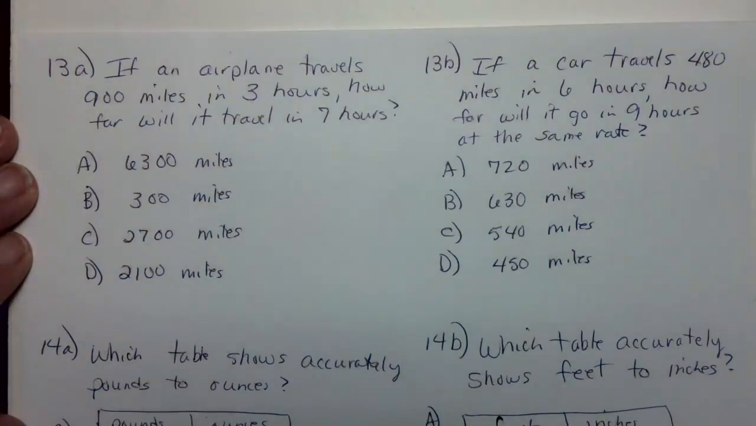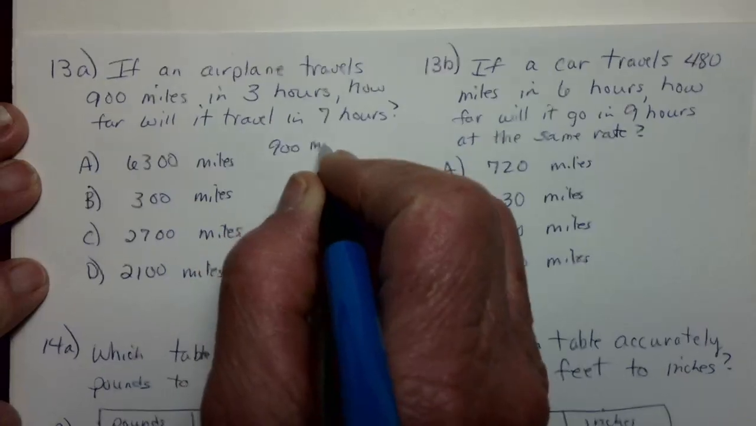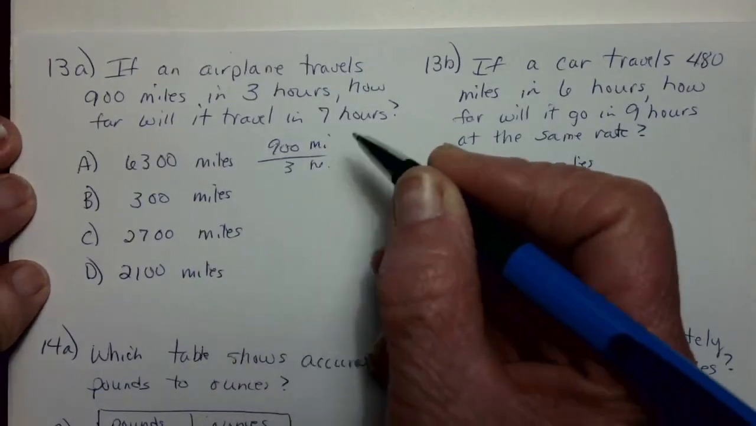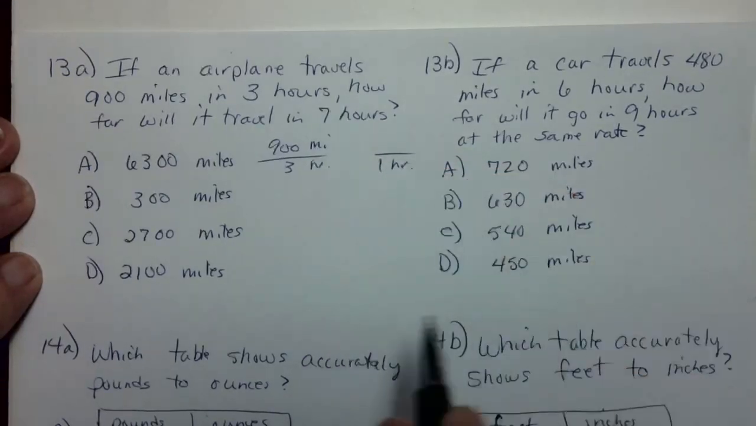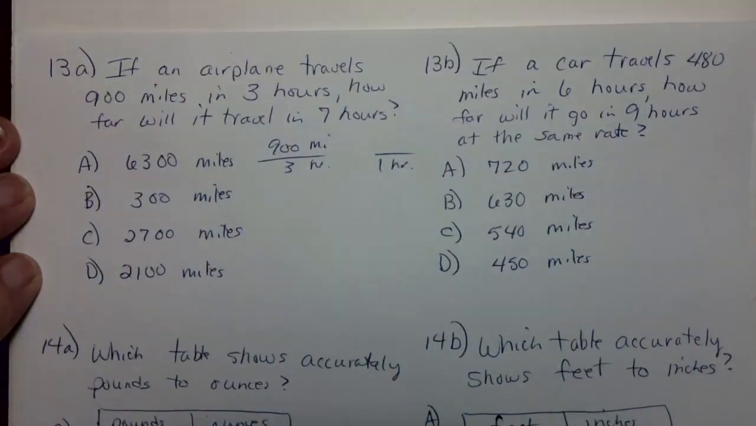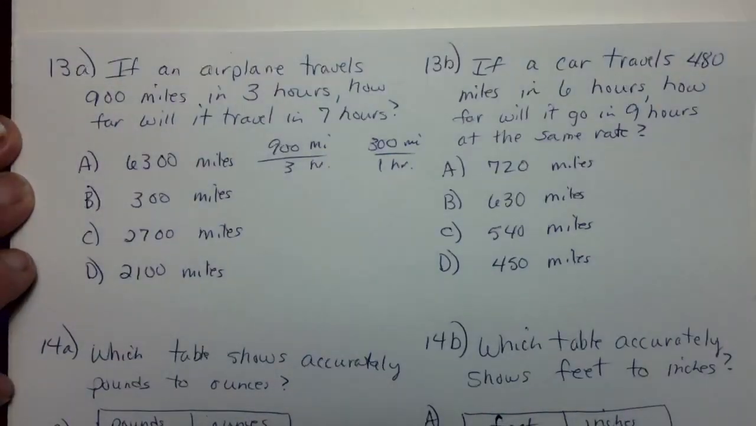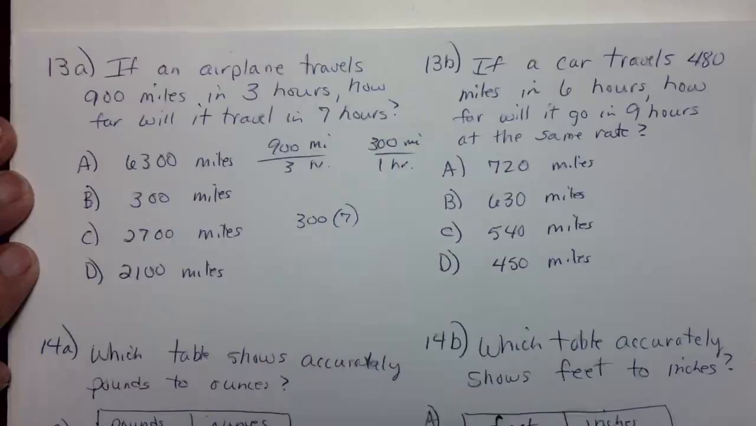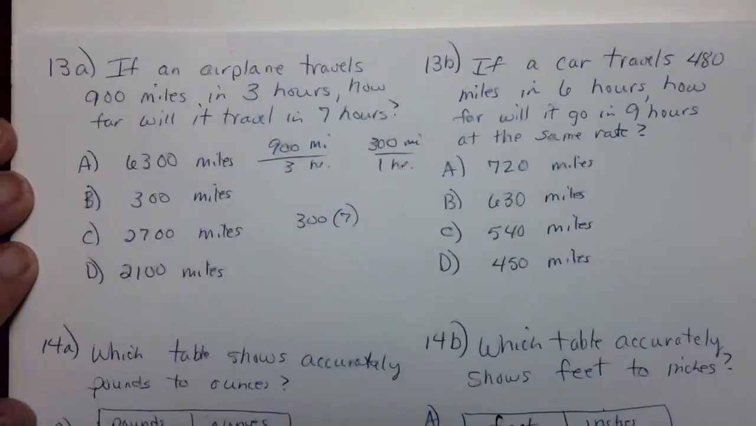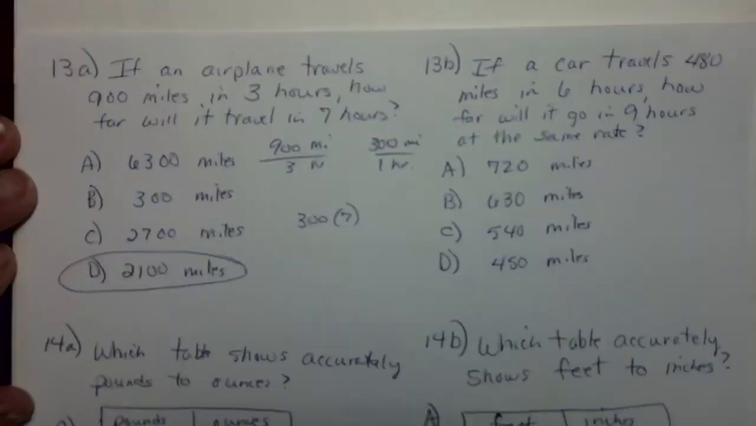13. If an airplane travels 900 miles in 3 hours. Divide that and tell me how fast he goes in 1 hour. Well, what's 900 divided by 3? Isn't it 300? Going to go 300 miles per hour? And now he's going to do that for 7 hours. So what's 300 times 7? 3 sevens is 21, so it must be 2,100 miles.